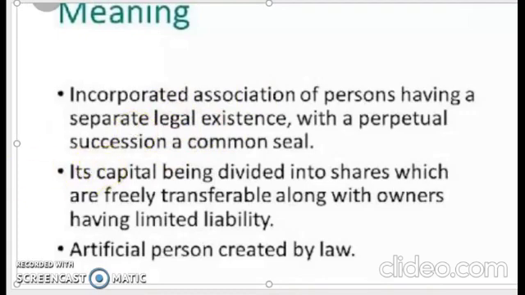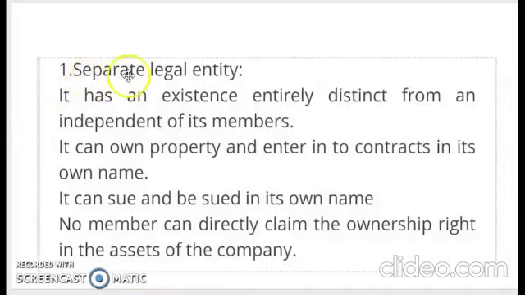Like, see the first feature. First feature is separate legal entity. It has an existence. यानी यहाँ पे ये अलग से बॉडी, अलग से आपके लिए बॉडी कॉर्पोरेट है. A company has existence entirely distinct from and independent of its members. It can own property and enter into a contract in its own name. It can sue and can be sued in its own name. No member can directly claim ownership right in the assets of the company.